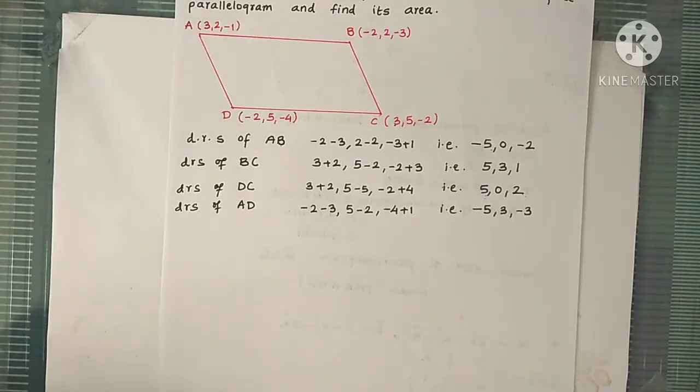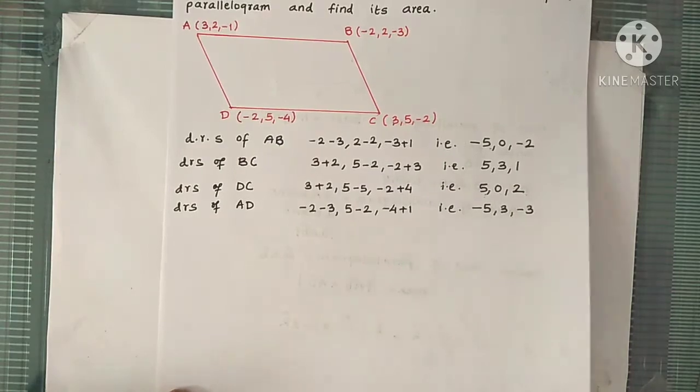So this is not a parallelogram. Only one pair of opposite sides is parallel. That means it is a trapezium. But if we have to find out the area, then we cannot use the formula for area of the parallelogram. So how to find the area of such a quadrilateral?